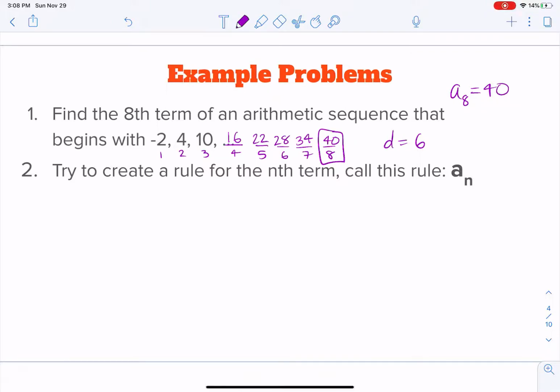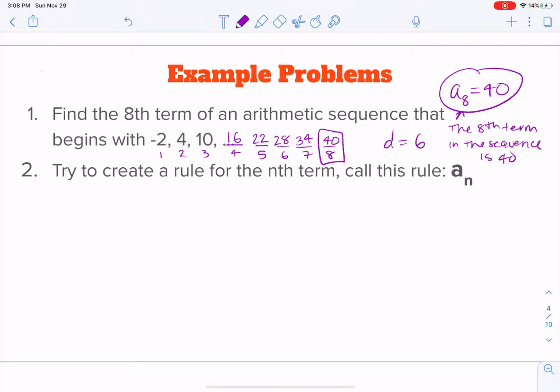So this is notation meaning that the 8th term in the sequence is 40. That's what this notation means right here. So when we say A of 1 is equal to, this is saying, what's the first term? So A of 1 is -2. A of 2, I can see here, is 4, and so on and so forth.